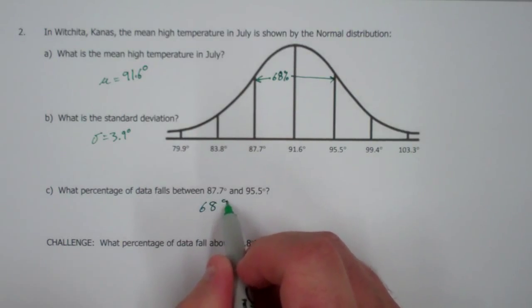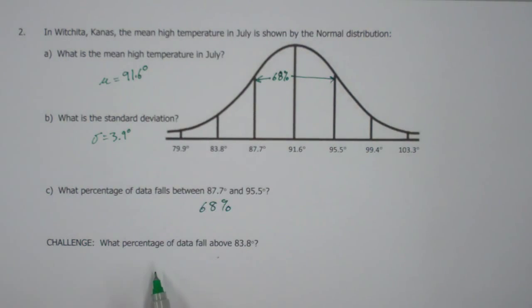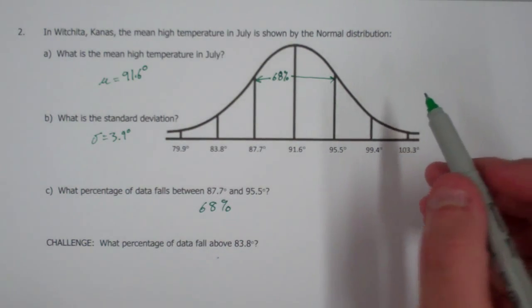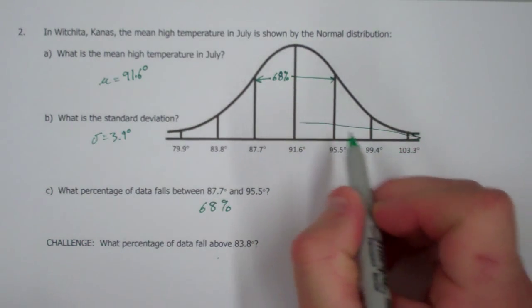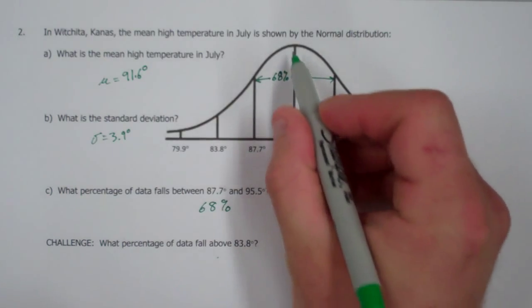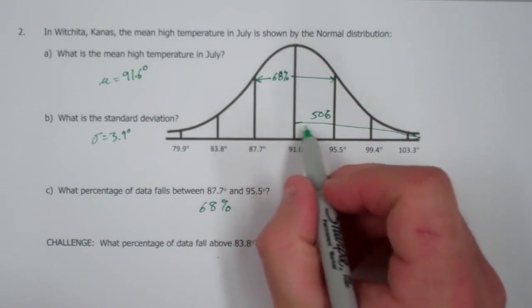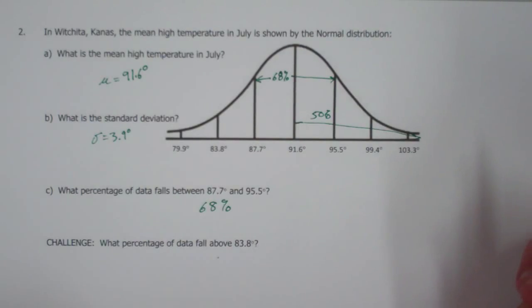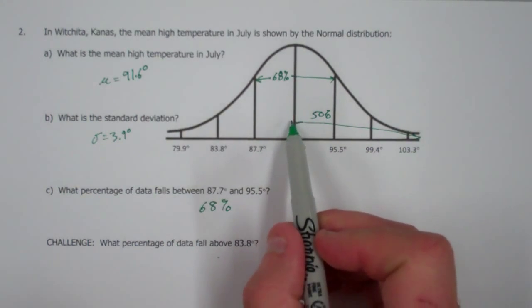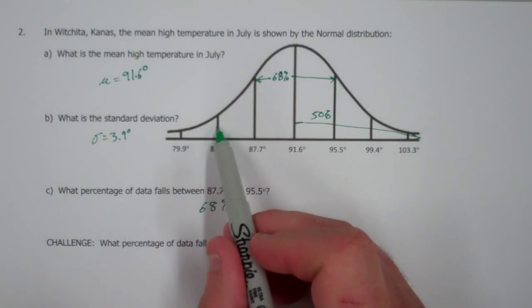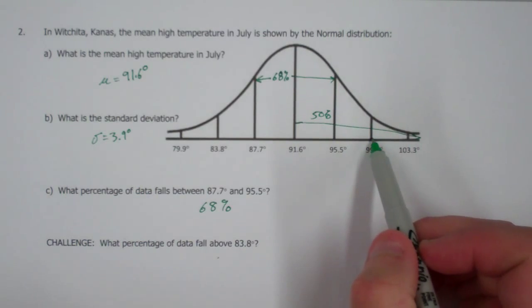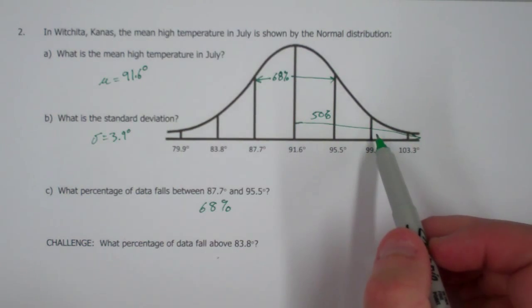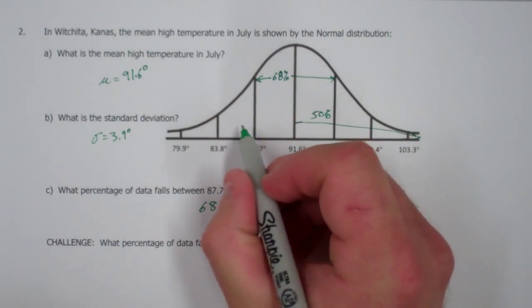So we'll write 68%. Challenge here, what percentage of data falls above 83.8? Well, let's take a look at this. We know from here all the way that direction is 50%. This is symmetric. So if we go from this point to the right, half of the data, or 50%, has got to be over there. We want to know what this little piece is right here though. Recall that it's 95% from 2 standard deviations below to above. And so half of 95% would be 47.5.